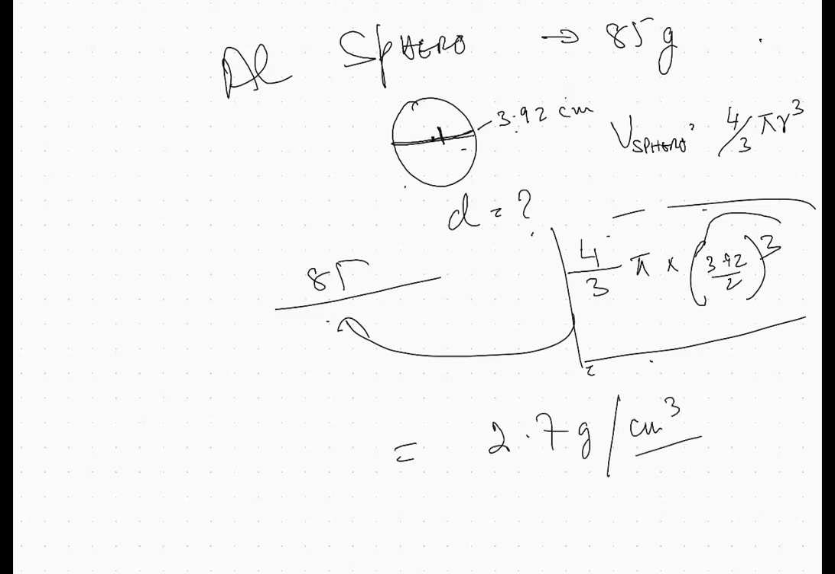Here 3.92 is given, 85 on top there. So 4 divided by 3 times 3.14 times this, get this answer separately. The reason you divide by 2 is because it's the radius here. This is the diameter, that's the whole length. Radius is half of that. So that's why I get the cube. Okay.